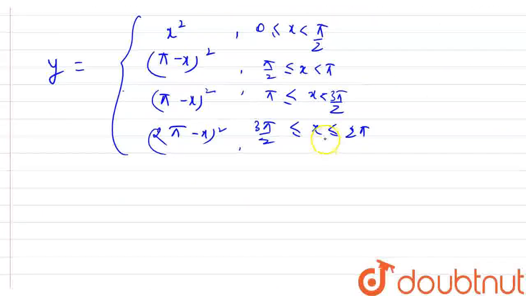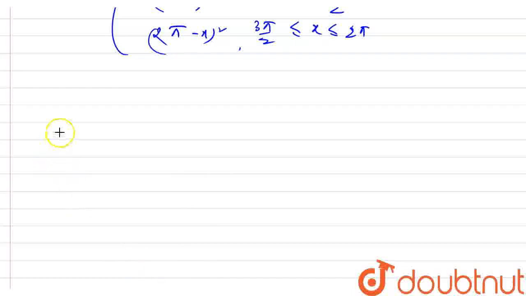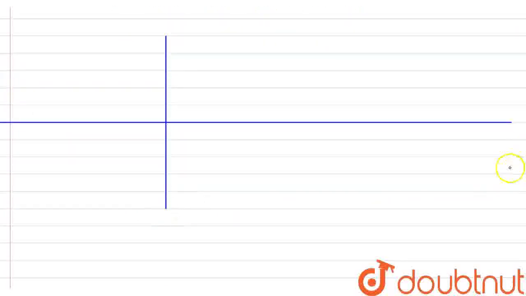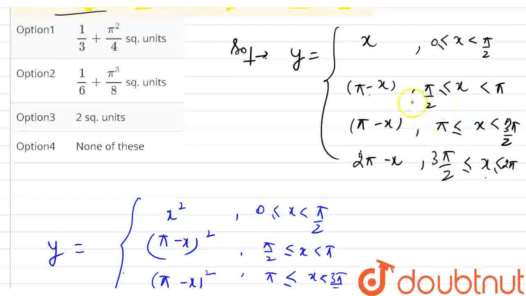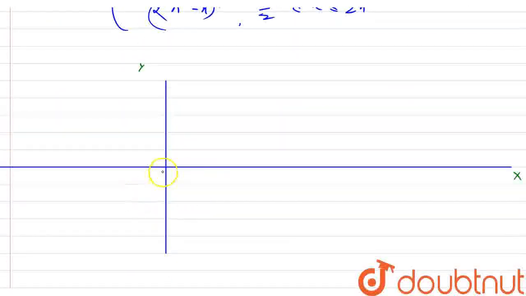Easy. Now I'm going to draw the graph for them. Let's suppose this is my axis. So this is my x-axis and this is my y-axis. Now see carefully, here I'm going to make the graph for this. If you check the peak points, for 0 this is 0, for pi by 2 it will be pi by 2.